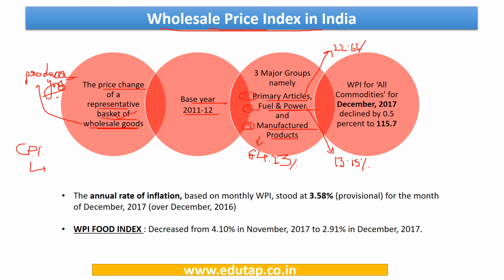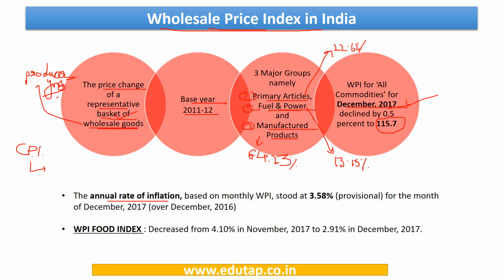The values have been released for December 2017, and it has declined by 0.5%, and the value is 115.7. You need not learn this particular value. You need to learn the value for the month preceding the month in which the exam, RBI or NABARD exam, is going to take place.